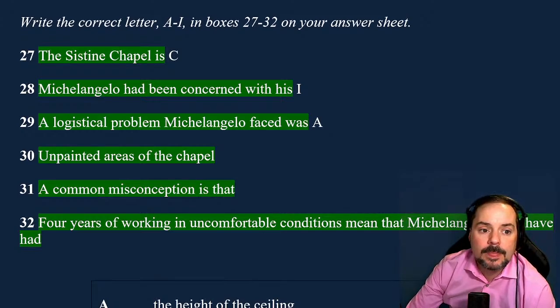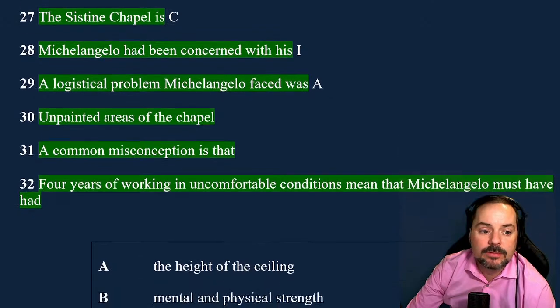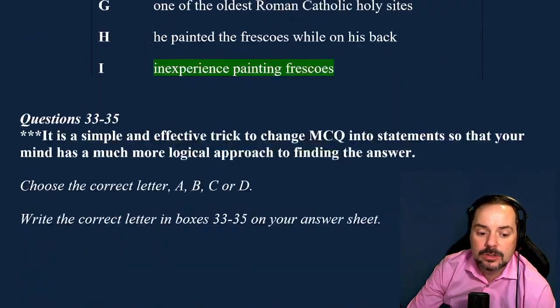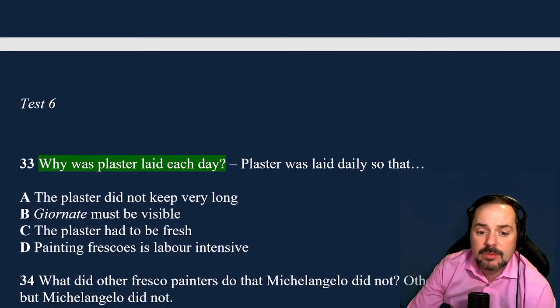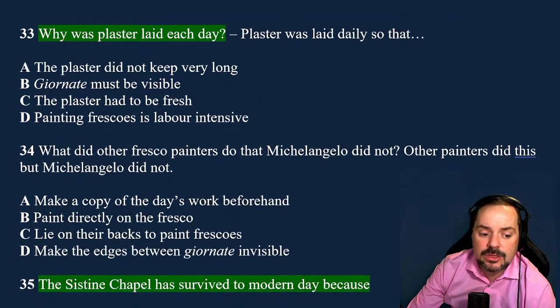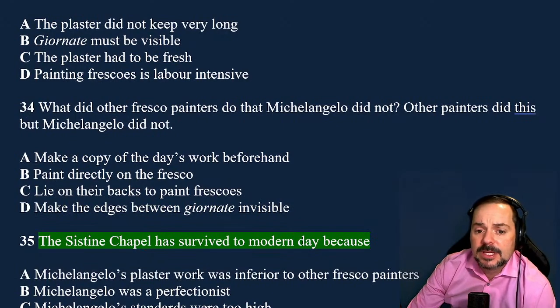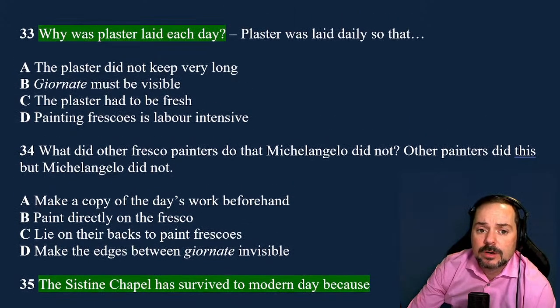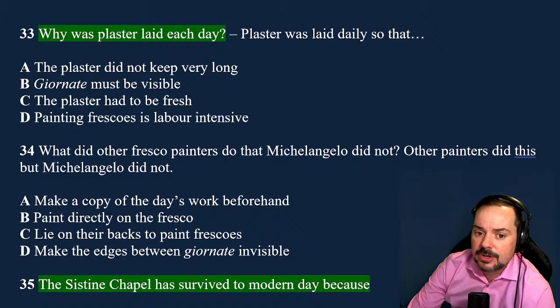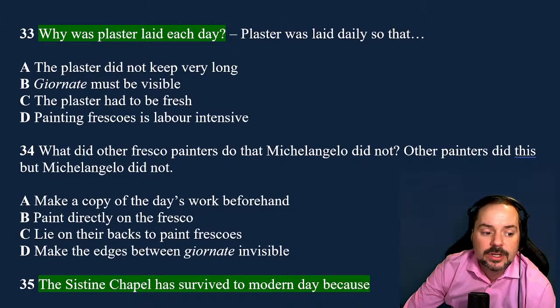So now there's several more. Of course, we have 30, 31, 32, and then we have multiple choice questions 33, 34, 35. We're running out of time, but basically the same strategy will work for all of these questions until 35. So I'm going to give that to everyone for homework.